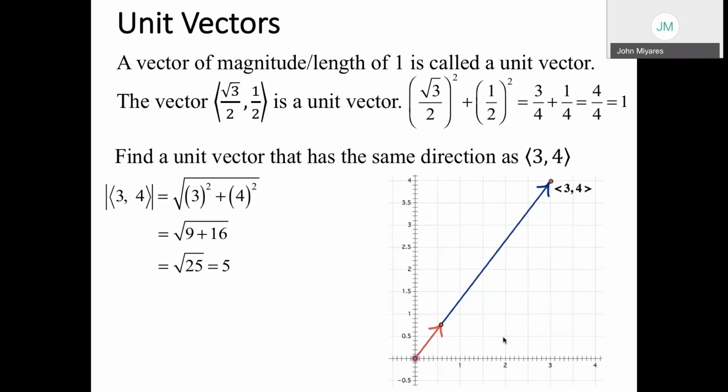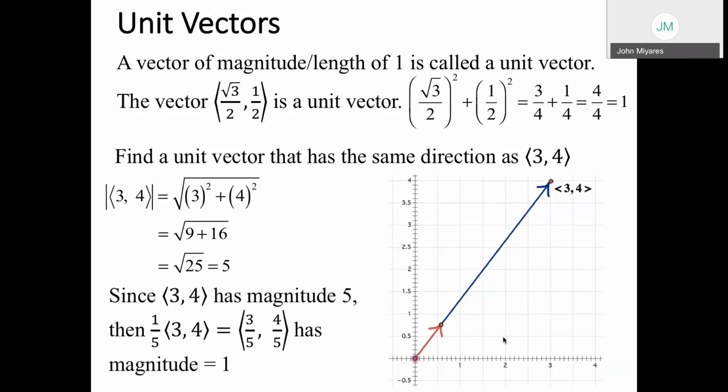Here's the deal. We essentially need to scale this vector back. So since the vector ⟨3, 4⟩ has a magnitude or a length of 5, and what we want is a vector that has a length of 1, then we'll just multiply everything by 1/5, or divide each of those components by 5, which will give us the vector ⟨3/5, 4/5⟩. Applying the Pythagorean theorem, we should easily see that this vector will have a length of 1.